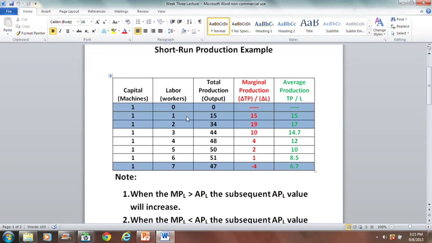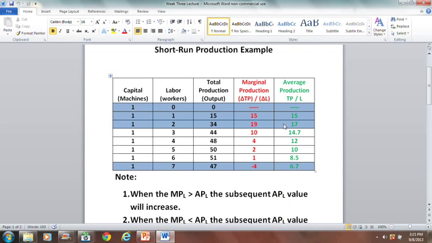So 15 divided by 1 is going to give me an average product of 15. So basically my group consists of just one worker, and so it's not ironic that marginal product and average product are the same when you have only one worker, because that one individual is also your group.